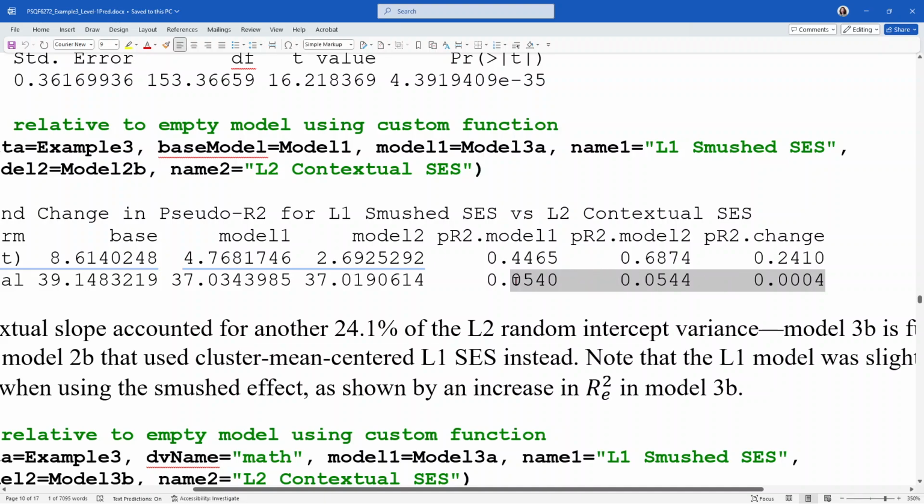Unchanged to 4 decimal places, but it's going to wiggle relatively little, because we didn't change the information at level 1, it was already still in the model. We just changed what level 2 information was in the model.